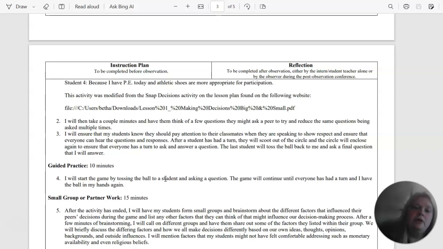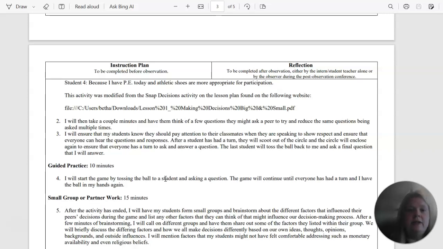Then I want to ensure that my students know they should pay attention to their classmates when they're speaking to show them respect and just to ensure that everyone that is playing can hear the questions and responses. After each student has had a turn, I want them to scoot out of the circle and have the circle enclose again to ensure that everyone has a turn to ask and answer a question.